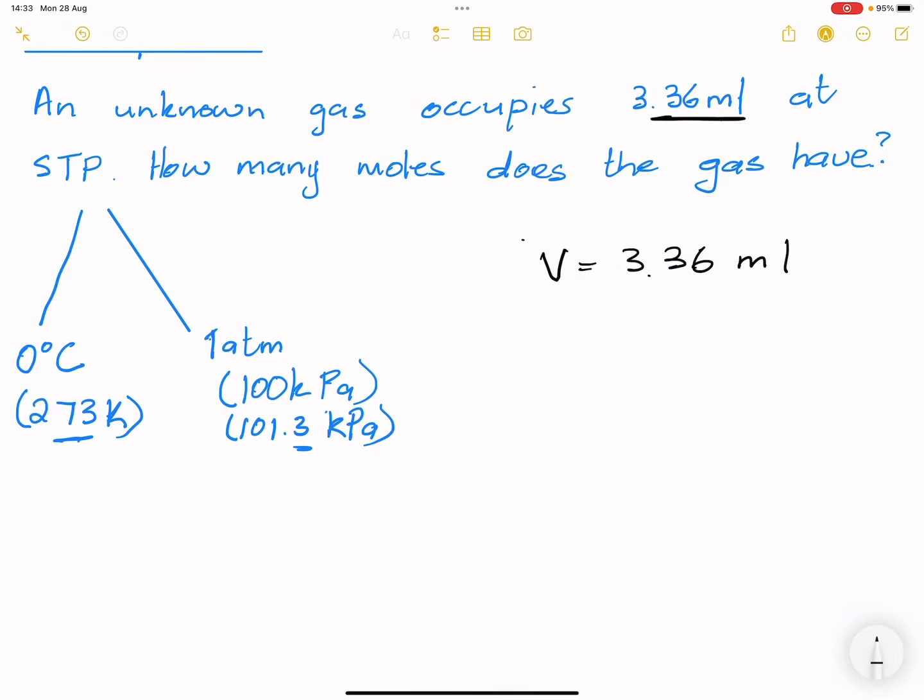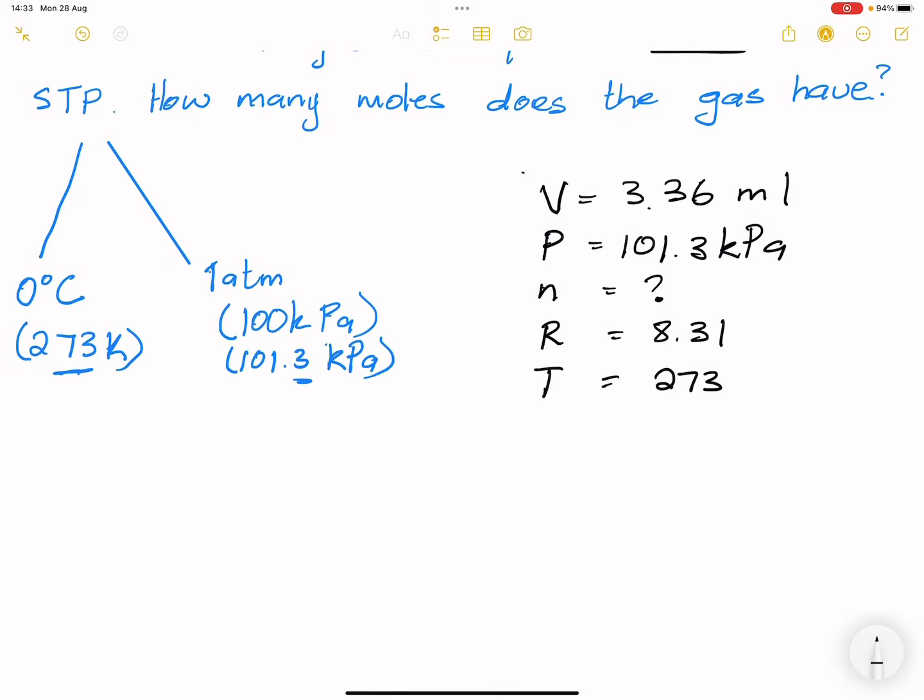So now our volume is 3.36, right? We know our pressure. We said this is 101.3 kilopascals, all right? But we also know in this case the number of moles is exactly what we're looking for. The ideal gas constant is 8.31, and the temperature is 273, right? Now we're calculating the number of moles.